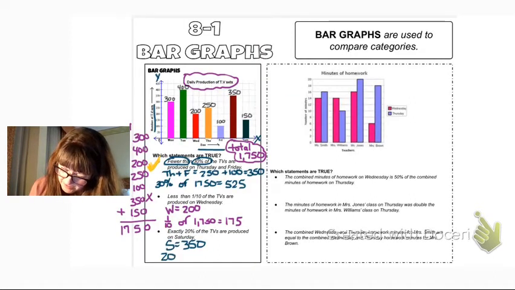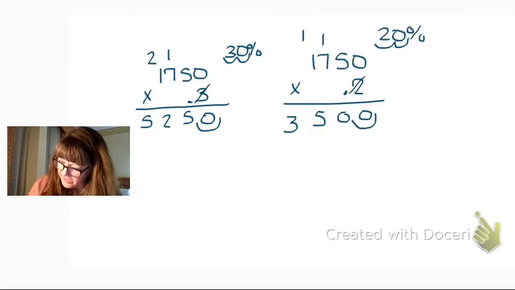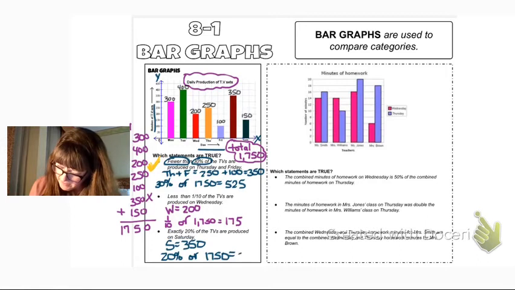So 20% of 1,750, we just calculated and found it to be 350. And this said exactly 20% of the TVs are produced on Saturday. On Saturday, 350 TVs are produced, and that matches exactly what we got for 20% of 1,750. So this statement is also true. So the first statement was true, and the third statement was true.